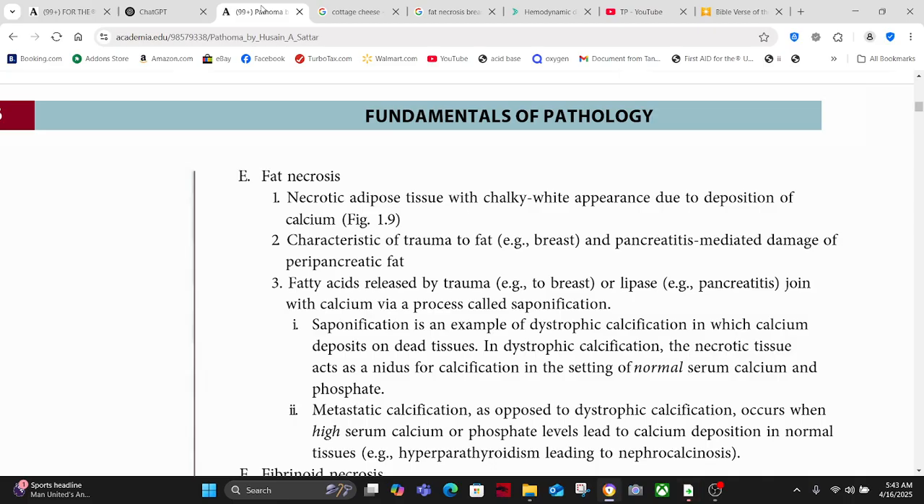In a metastatic calcification, the calcium and phosphate levels, one or the other, is high, and the calcium deposits in normal tissues. For example, hyperparathyroidism leading to nephrocalcinosis.